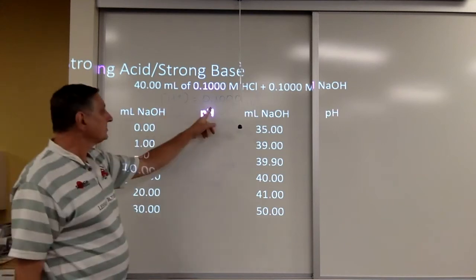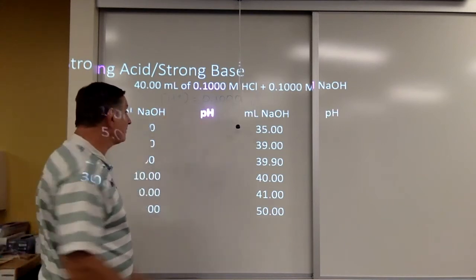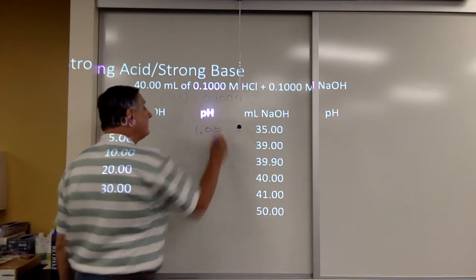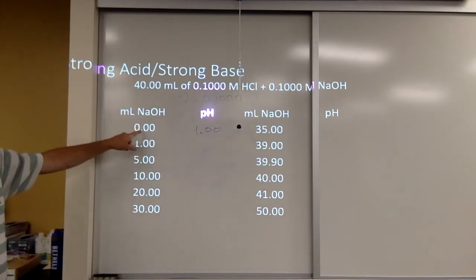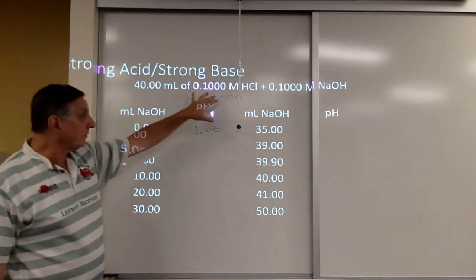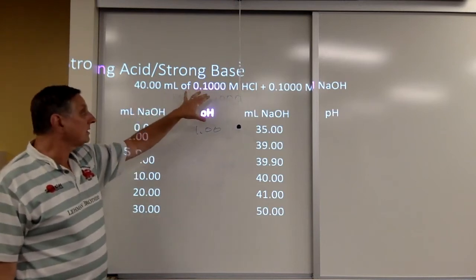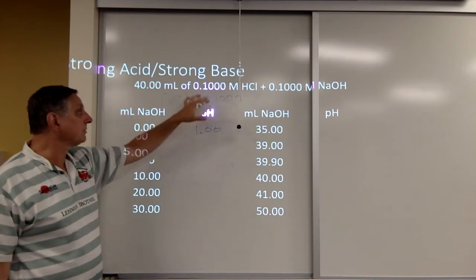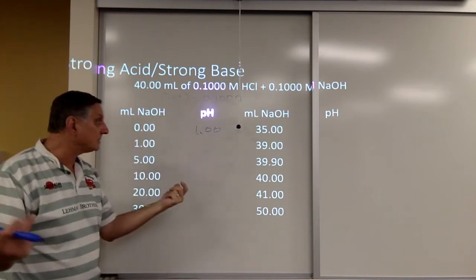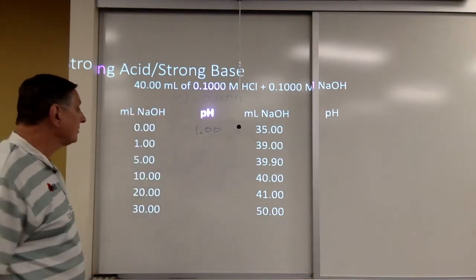If the hydrogen ion concentration is 0.1 molar, negative log of this is 1.00. I don't even need to do this calculation because if I know the H plus concentration before I add any NaOH, it's all H plus. We have 0.1 molar hydrogen ion because it's 0.1 molar HCl, which is a strong acid, total separation. Negative log of 0.1 is 1.00.